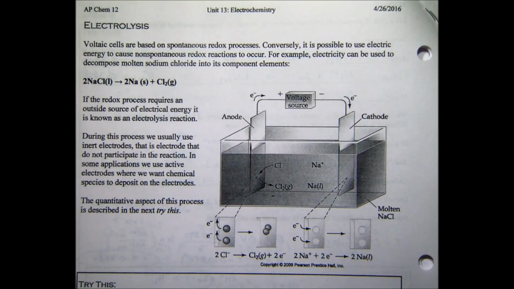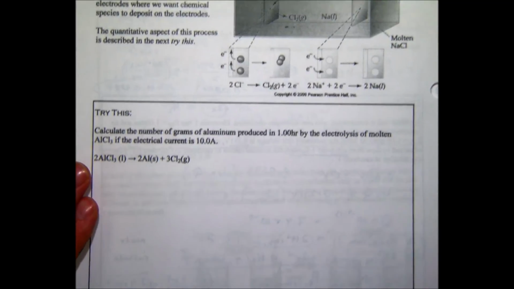So if we apply current to this process, we can actually make it happen. That's all electrolysis is. So it's basically the reverse. You know that under standard conditions delta G is going to be more than 0, so you know it's non-spontaneous. Now we're just basically looking at how we are going to make this take place. So I think the best way to go through electrolysis is actually through an example. So we have a try this here.